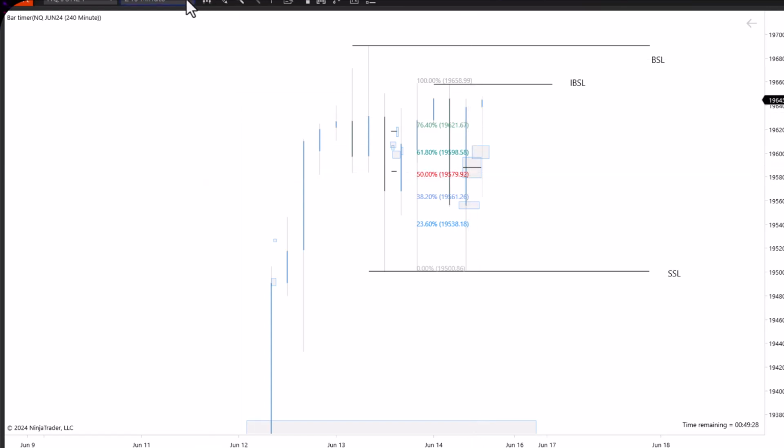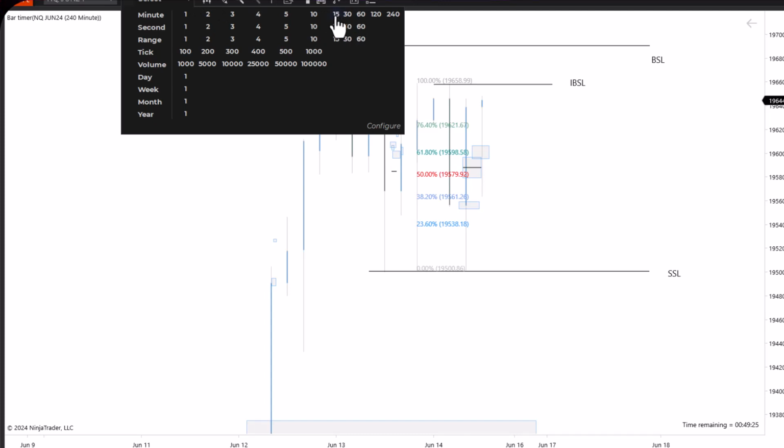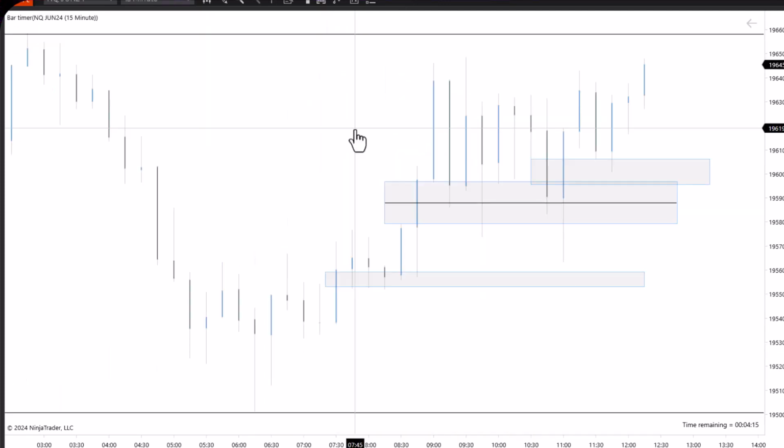At this point, I zoom into the 15-minute time frame. On the 15-minute time frame, I tried to identify some areas that would be of interest to me. We looked to see that we had a few different areas. Right here, you can see this inverse fair value gap. I can mark that out right here. And then what else can we find?